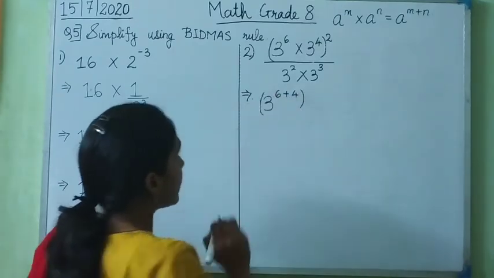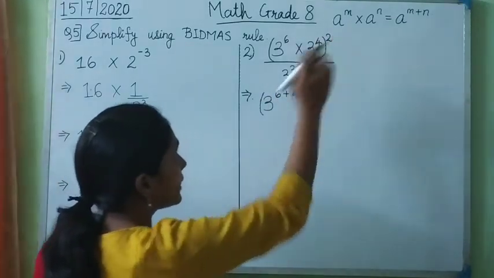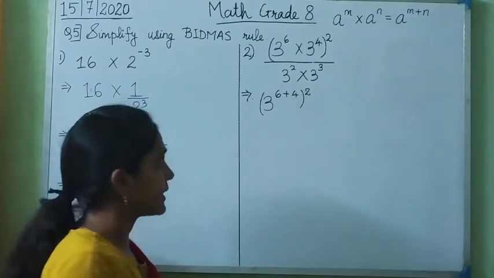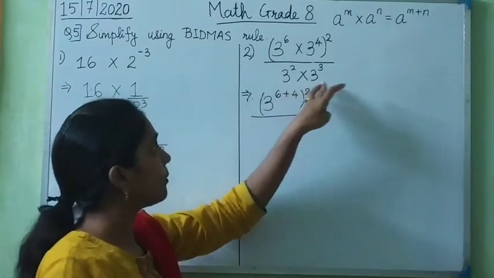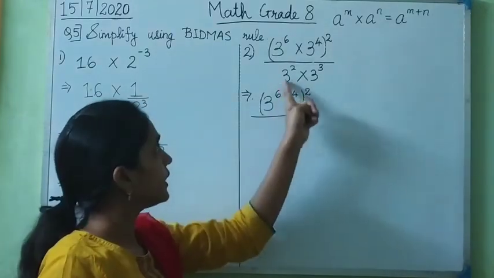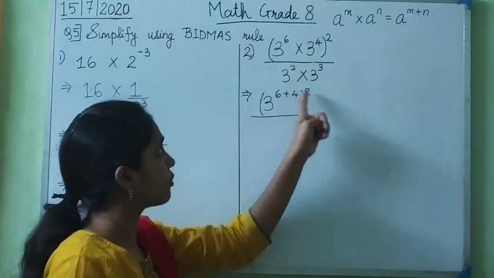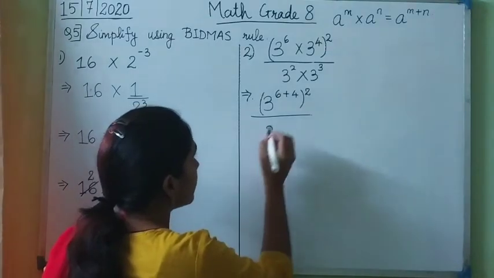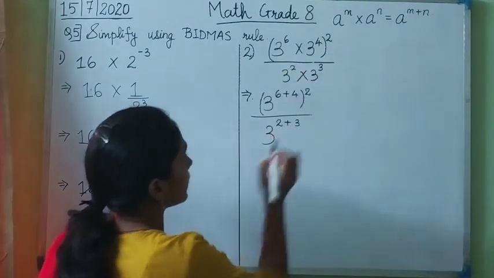This is inside the bracket, and what is outside the bracket will remain as it is. Outside the bracket it is raised to the power 2, so that will remain as it is. Now the denominator is also the same. 3 is the base, powers are different and they are multiplied. According to this rule, we add their powers, so we add 2 plus 3.